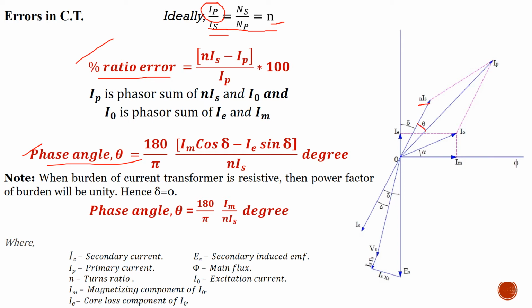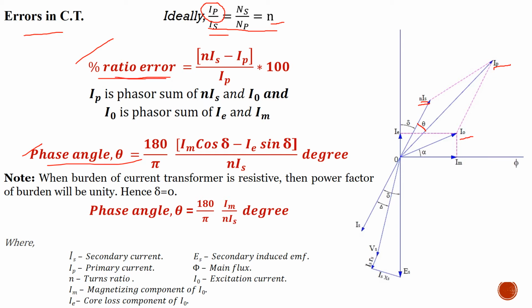But in actual cases, the total primary current is not transformed in CT, as one part of the primary current is used for core excitation, and the remaining current along with the turn ratio is transformed in CT. Therefore, errors are introduced into the CT. These errors are known as ratio error and phase angle error.